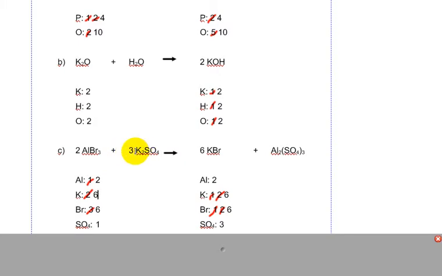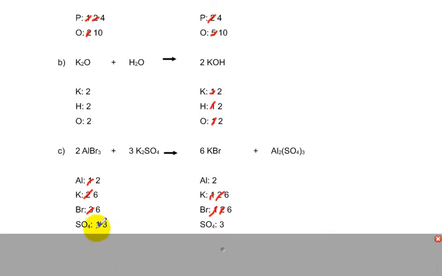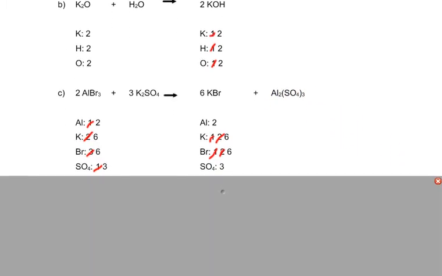And look at this. I'll have 3 groups of sulfate. And son of a gun, that's what I needed to get. It all works out. It all comes out in the wash. So 3 sulfates. So 2 aluminums, 2 aluminums. 6 bromides, 6 bromides. 6 potassiums, 6 potassiums. 3 sulfates, 3 sulfates. Look at that, it worked out.